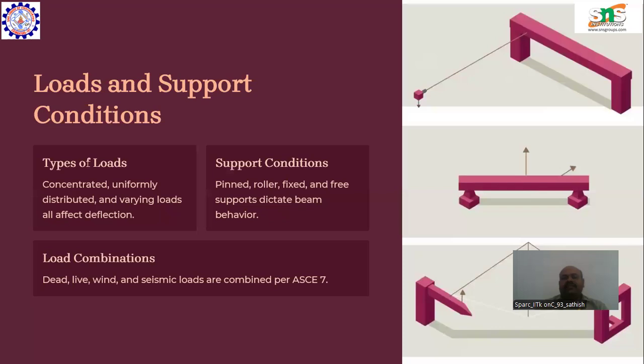So let us see what are the types of loads we have. We have concentrated load, uniformly distributed load, uniformly varying load, and all these affect deflection. The support conditions are pinned support, roller support, fixed support, free supports dictate beam behavior. And load combinations are like dead load and live load, wind and seismic loads are combined. These are all the load conditions for the beam.